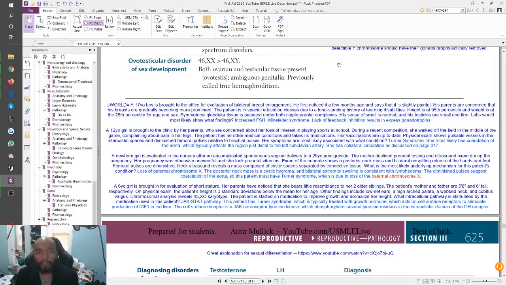The next one, 12-year-old girl is brought to the clinic by her parents who are concerned about her loss of interest in playing sports at school.